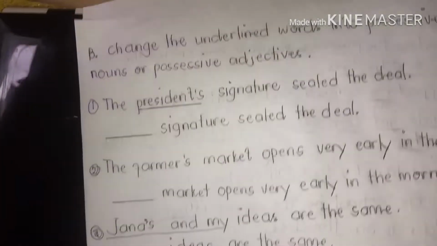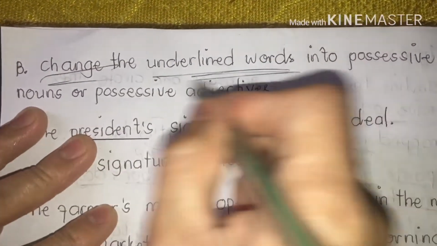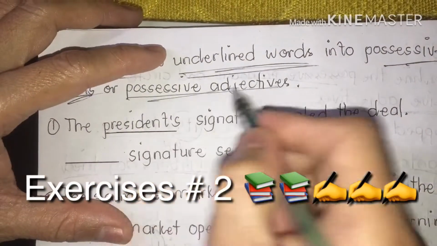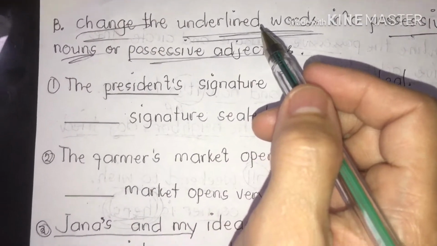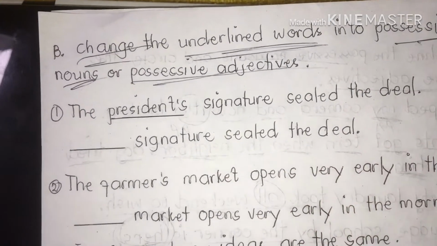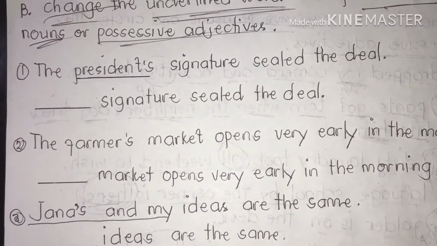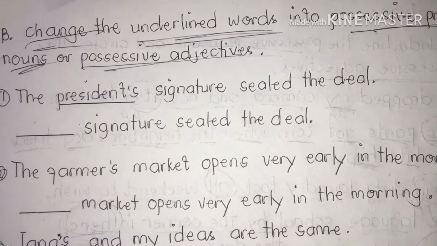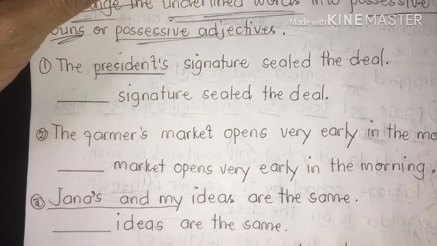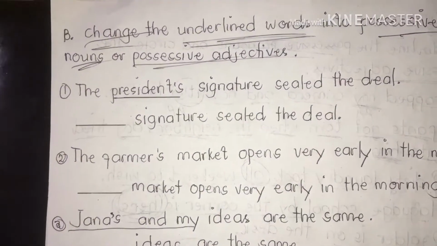Next, we have another challenge. We're going to change the underlined words into possessive pronouns or possessive adjectives. Okay, remember class, again, possessive pronouns are used to replace the noun, whereas possessive adjectives are used to describe the noun. It describes something about what the noun is. Here we go, we're going to proceed to letter B. We're going to change the underlined nouns.